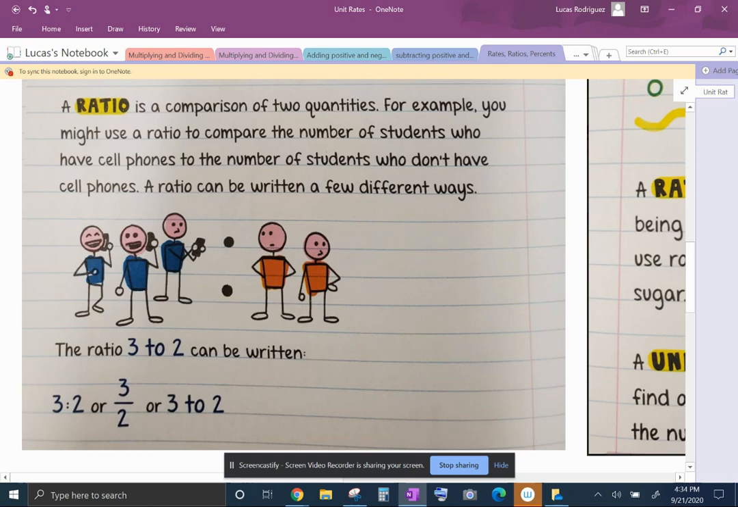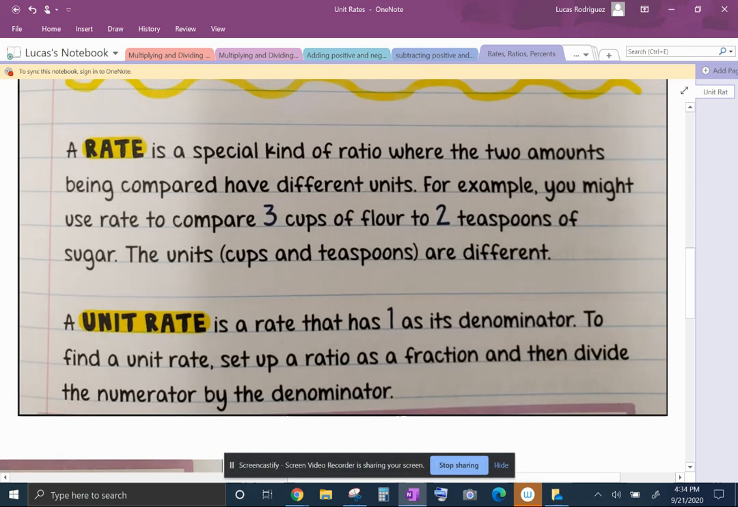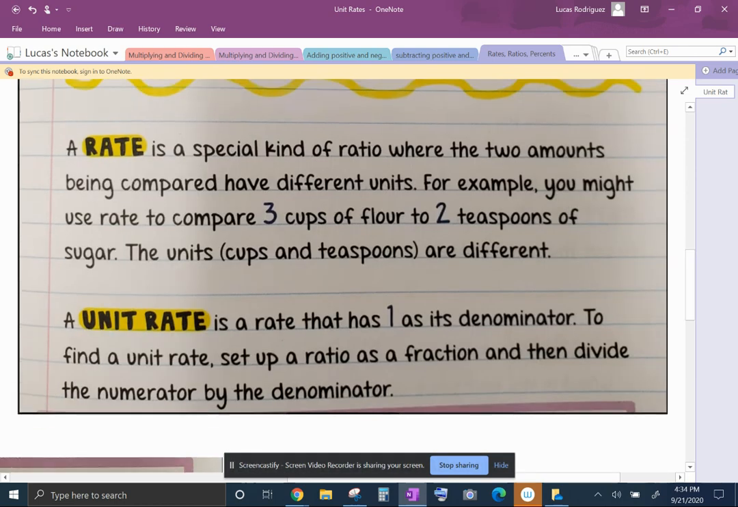And so now we're going to be talking about something similar, but a little bit different. We're talking about unit rates and unit price. A rate is a special kind of ratio where the two amounts being compared have different units. For example, you may use a rate to compare 3 cups of flour to 2 teaspoons of sugar. The units, cups and teaspoons, are different, but we are still comparing them, and there is a rate going on in what we just read, 3 cups of flour to 2 teaspoons of sugar.